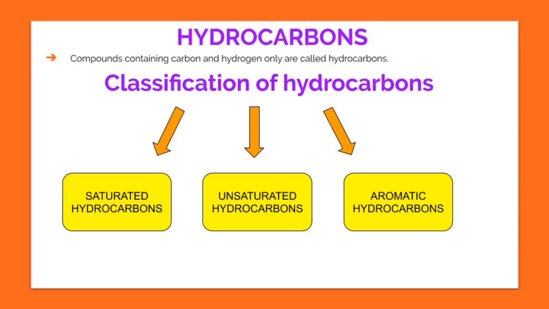Learners, today's topic is hydrocarbons. So what are hydrocarbons? Compounds which contain carbon and hydrogen only are called hydrocarbons. As the name suggests, hydro represents hydrogen and carbon represents carbon. There are three kinds of hydrocarbons: saturated hydrocarbons, unsaturated hydrocarbons, and aromatic hydrocarbons. So let's study about these three types of hydrocarbons.